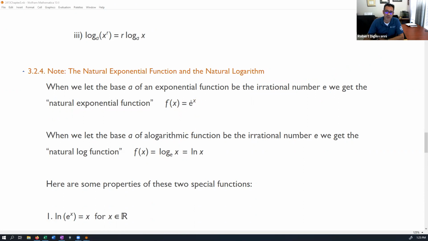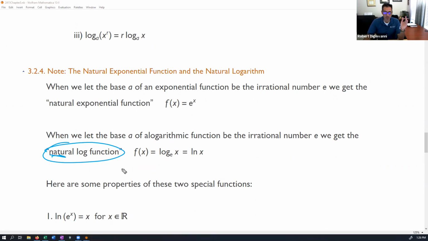What is the inverse of this function? Well, it must be a logarithm, right? Yeah, and it's the logarithm that has the same base e. So this log base e is the inverse of this function. And this is such a special function that we name it the natural log function. Again, natural. It's something special about it.